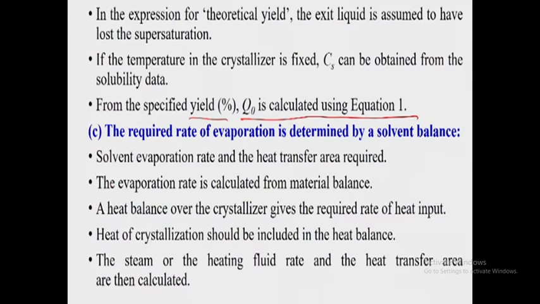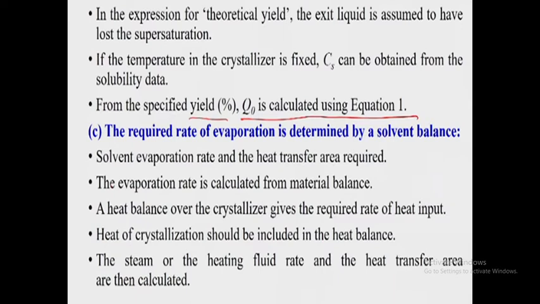If the temperature in the crystallizer is fixed, Cs, which is nothing but the solubility of the solid at the exit temperature, can be obtained from the solubility data. From the specified yield percentage, Q0 is calculated using equation 1. Refer to the previous slide. Next one, required rate of evaporation is determined by a solvent balance.